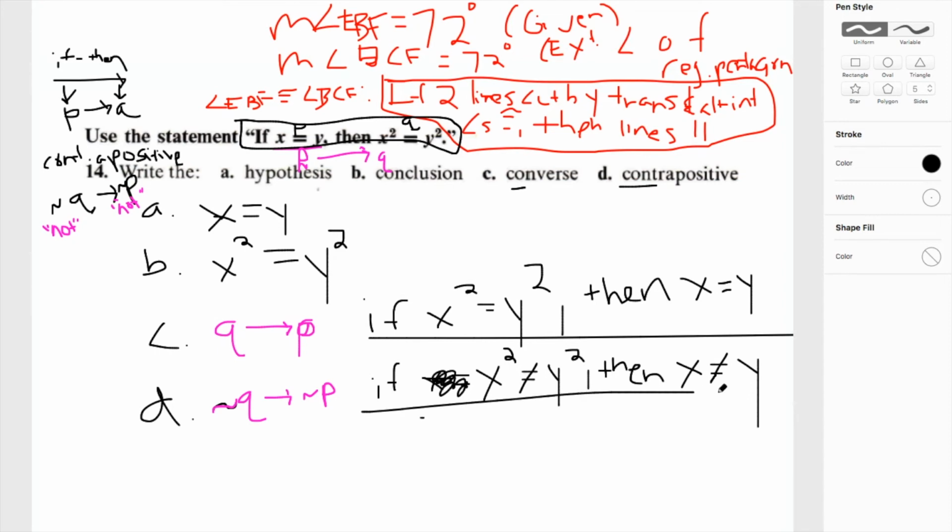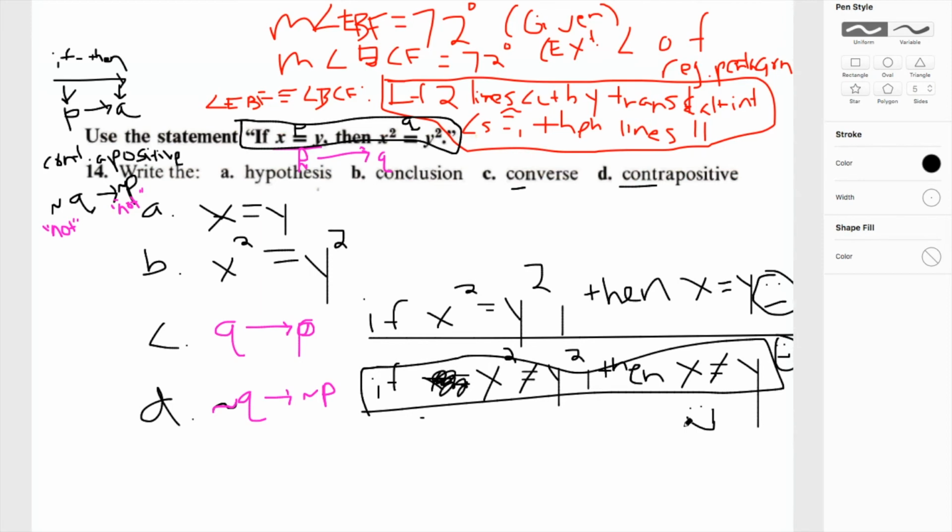And this is a true statement. Okay, this is a true statement. I'm going to put a little smiley face here, and I'm going to put a medium face here because it's not always true for the converse, but the contrapositive is always true if the original statement is true. Okay, it's always false if the original statement is false. So if this were false, we would know contrapositive is false because they're logically equivalent.